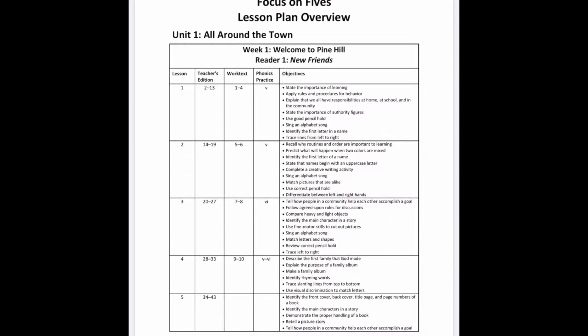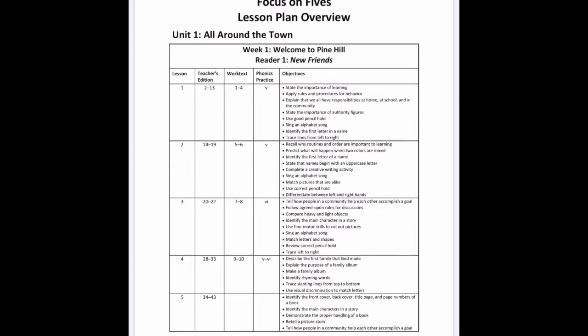So let's just look at lesson 2. That's the day you're on, day 2. And then your teacher edition pages are 14 to 19. Your work text page is page 5 and 6 for your child. That's only one page, a front page and a back page. And then you have another page they look at, the phonics practice book, and that's V. And then it tells you everything you're going to be looking at that day.